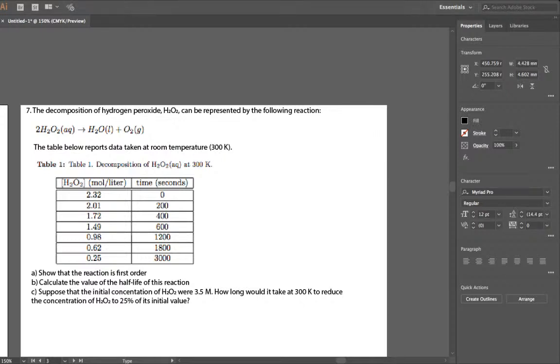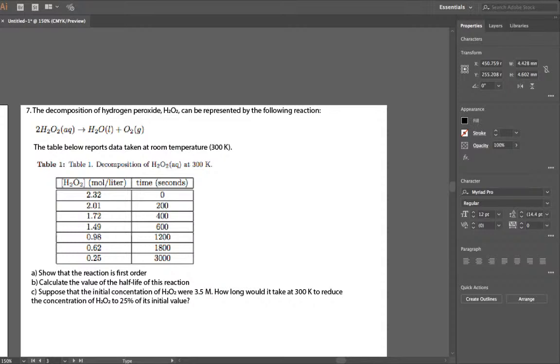The decomposition of hydrogen peroxide, H2O2, can be represented by the following reaction: H2O2 results in H2O plus O2. The table below reports data taken at room temperature, 300 Kelvin. Show that the reaction is first order. Second, calculate the value of the half-life of this reaction. Suppose that the initial concentration of H2O2 was 3.5 molar. How long would it take at 300 Kelvin to reduce the concentration of H2O2 to 25% of its initial value?